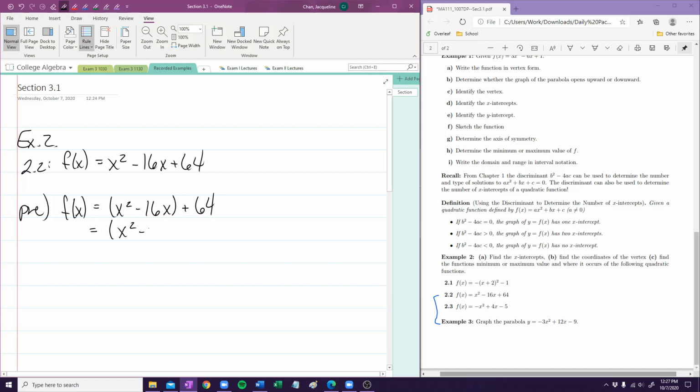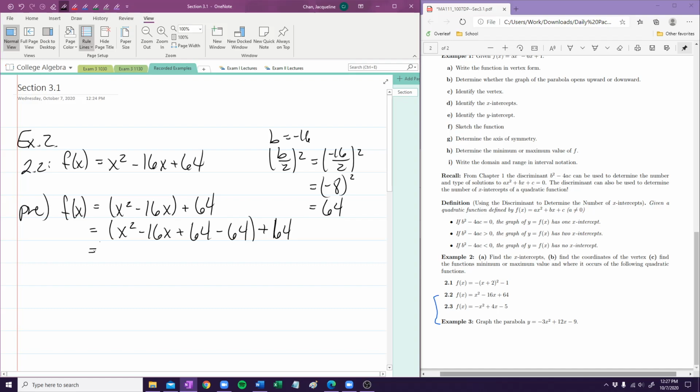So I want to add and subtract a number. And remember that number is b over 2 quantity squared. In our case, b is negative 16. So this is going to be negative 16 over 2 quantity squared. So this is negative 8 quantity squared, and this is 64. All right, so I'm going to add 64. Now I'm going to subtract 64, plus 64 over here.